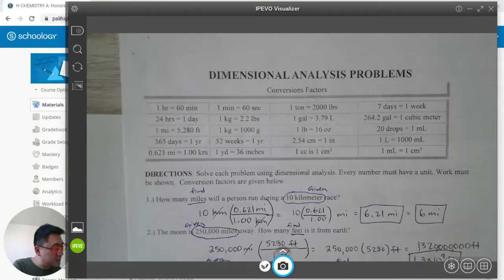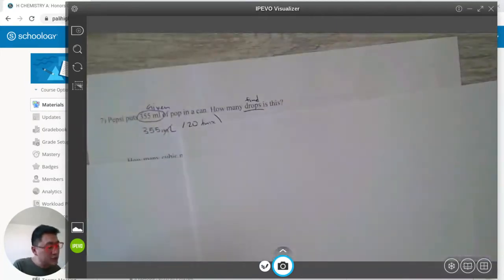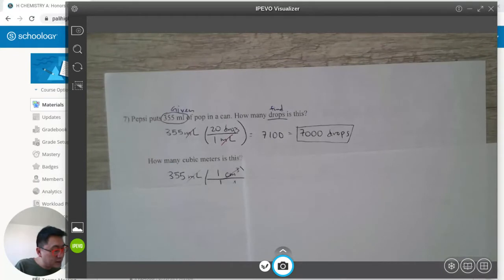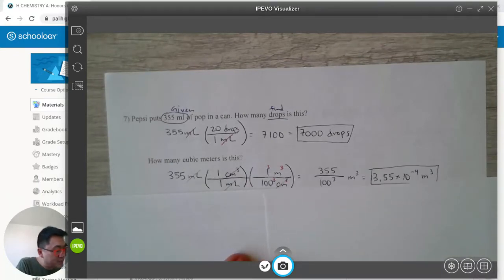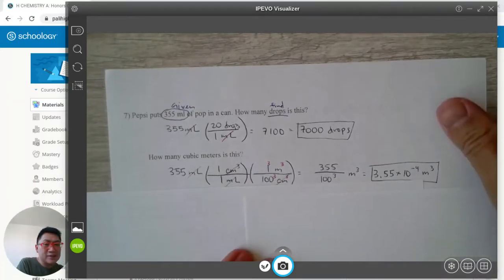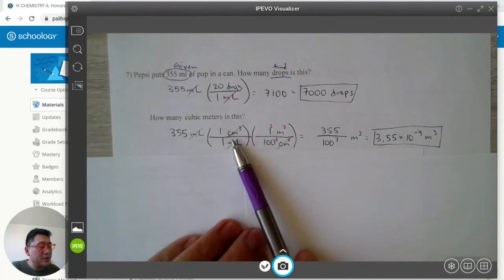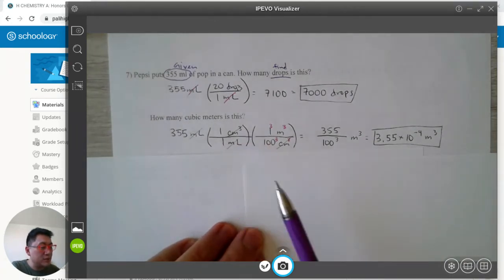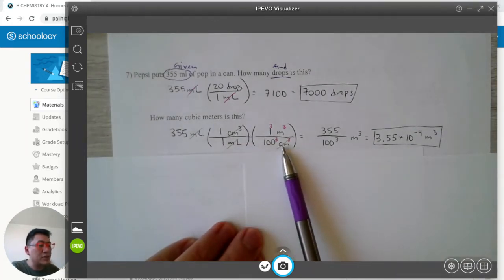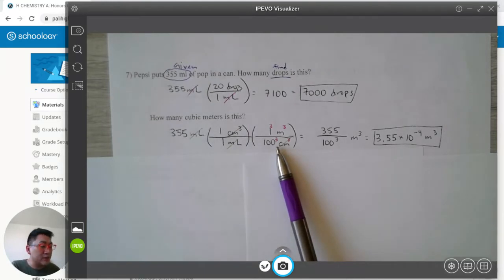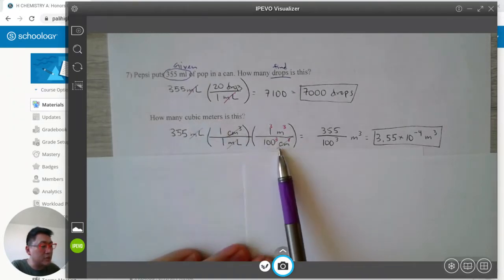Is that what I was trying to find? What was the question asking? The question was asking how many cubic meters. This is probably one of the trickiest problems on the entire paper, of all the pages. What we know now is cubic centimeters: 1 milliliter is 1 cubic centimeter. But I want to go to cubic meters. The question is cubic meters, not cubic centimeters.